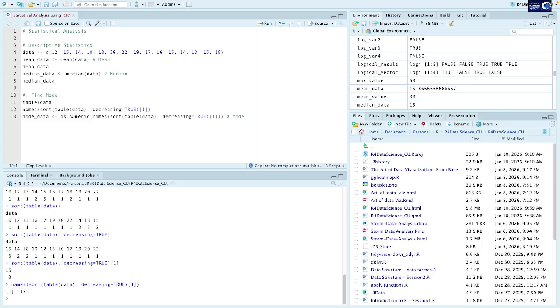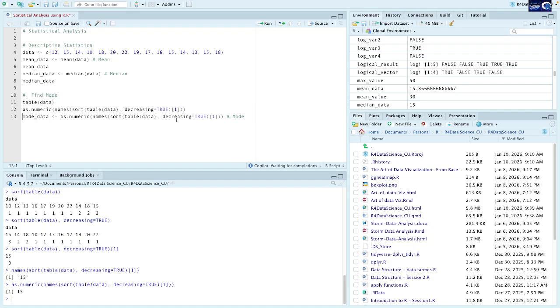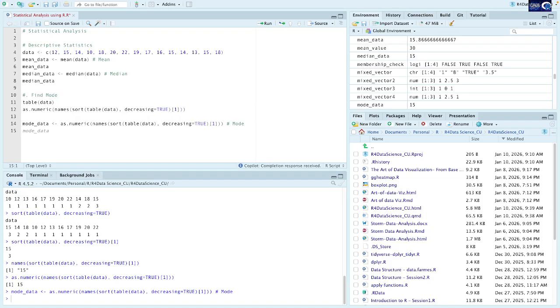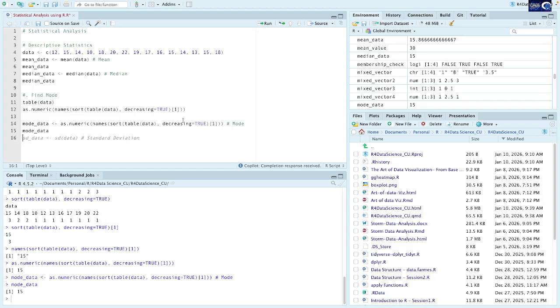So we will be using as.numeric, and that will give you the numeric value of the mode. This is a one-line function we can use for calculating mode in R. That is why we are using this function here. This is how we calculate mode in R.